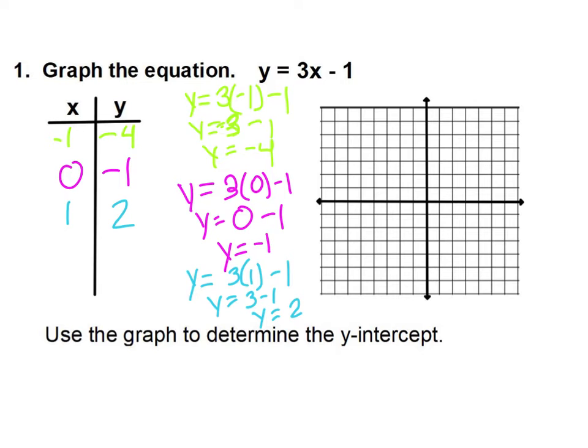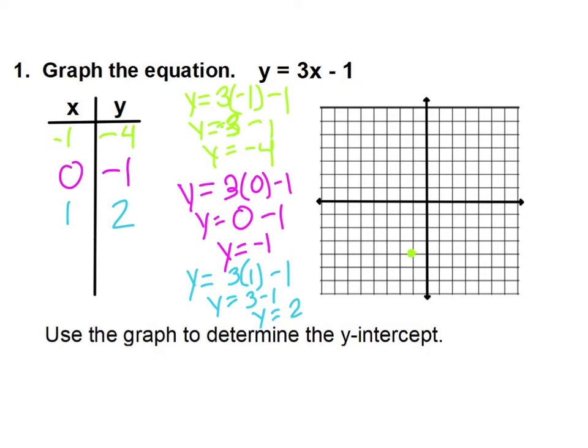So now we are going to plot these points. All of these are ordered pairs now. So we have our x is -1 and our y is -4. 1, 2, 3, 1, 2, 3, 4. So our first ordered pair would be there.